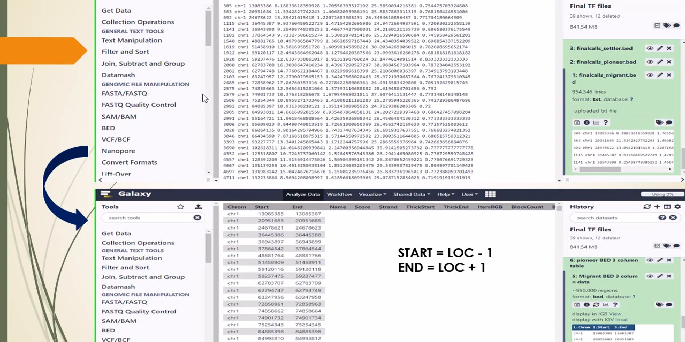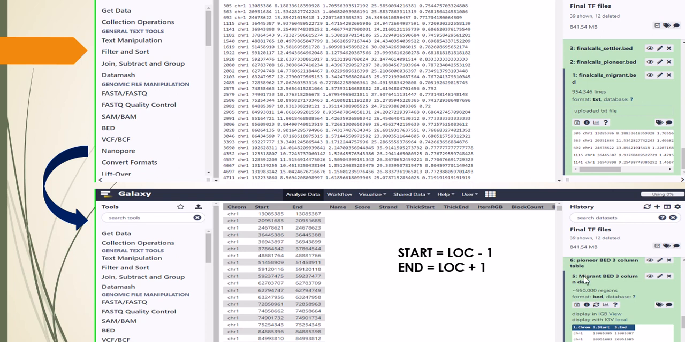After merging the datasets, we get the data like this, having the location, the chromosome and the midpoint of the binding site and some scores. So after converting it into the BED, which contains the chromosome, start and ending location, we extracted only the chromosome, and one is subtracted from the midpoint of the binding site to get the starting location, and one is added to the midpoint of binding site to get the end position.